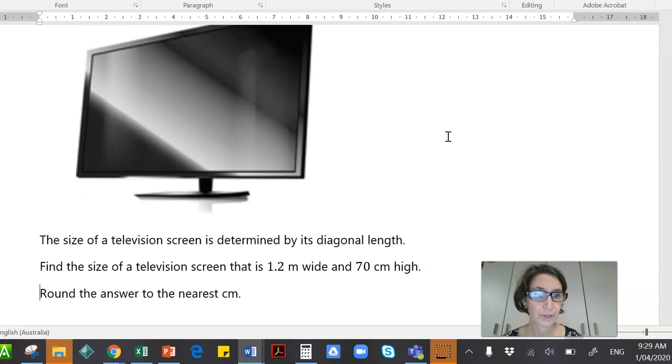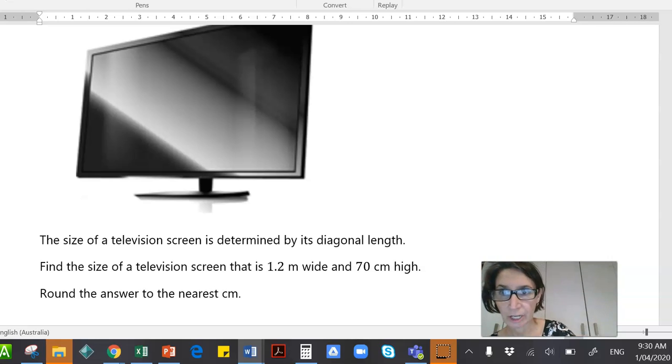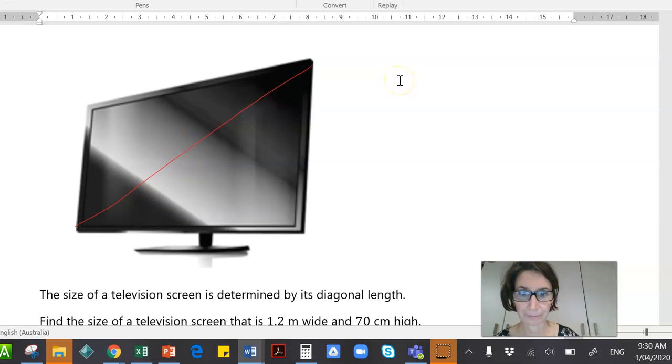All right, so the next thing we're going to do is to use our knowledge of how to find the hypotenuse of a triangle in order to do some problems. So we've got here a problem. It's a first world problem. We've got a television screen, and you know they sell and they measure the size of a television screen is determined by its diagonal length. Okay, so the length of the diagonal, like that.